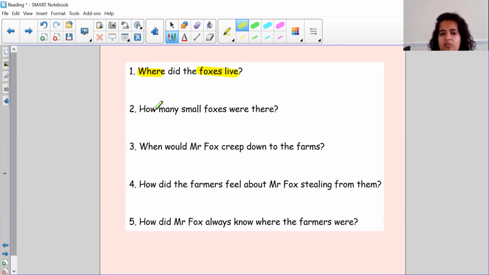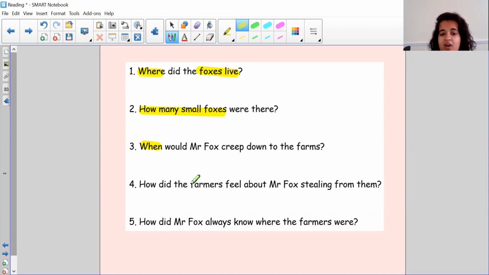How many small foxes were there? So you have to know how many small foxes. Then when would Mr. Fox creep down to the farm? So you're looking for a time. When? When means it's a time.